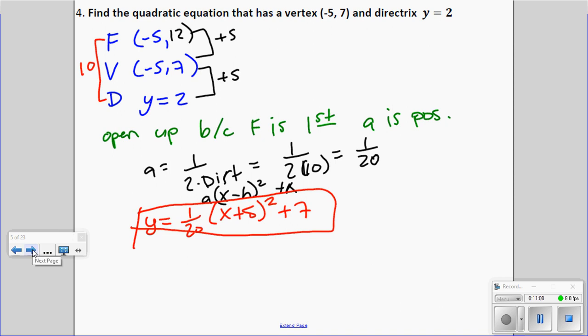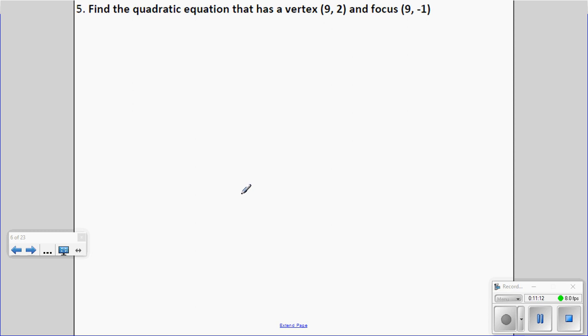Number 5. Similar situation. This time we have a vertex and a focus. Our vertex is (9, 2). Our focus is (9, negative 1). So that means our vertex is higher up than our focus. So this is a case of DVF. Directrix, vertex, focus. Again, because the vertex is above the focus, that means the directrix will be above the vertex. So I have (9, 2) as my vertex. I have (9, negative 1) as my focus.